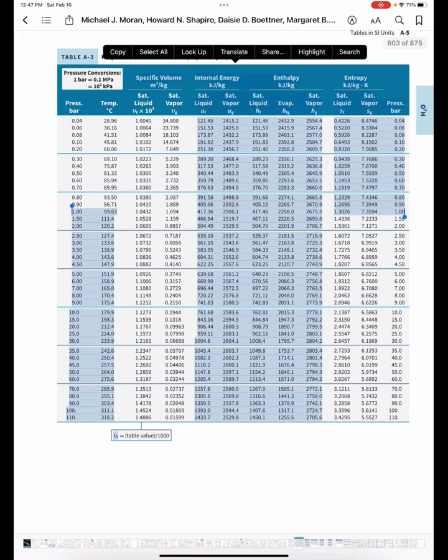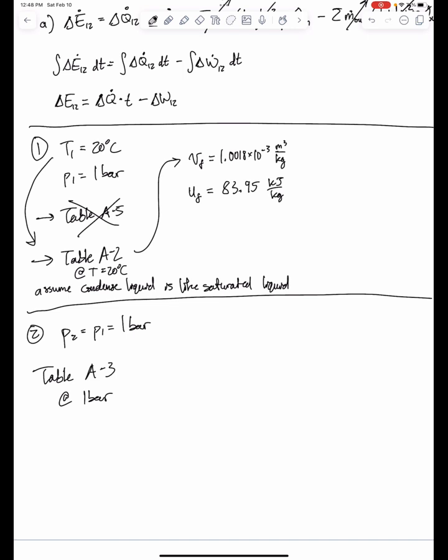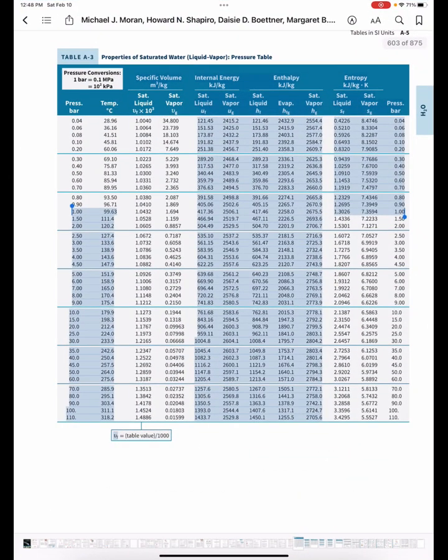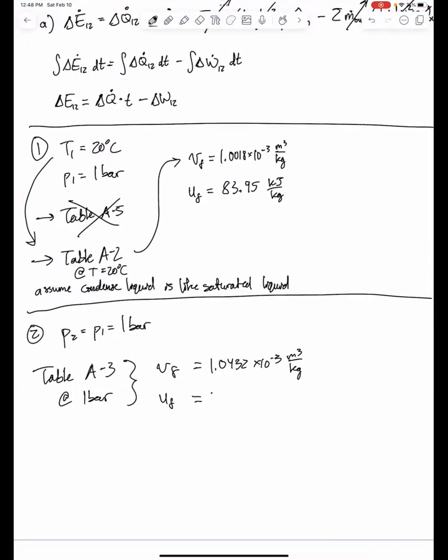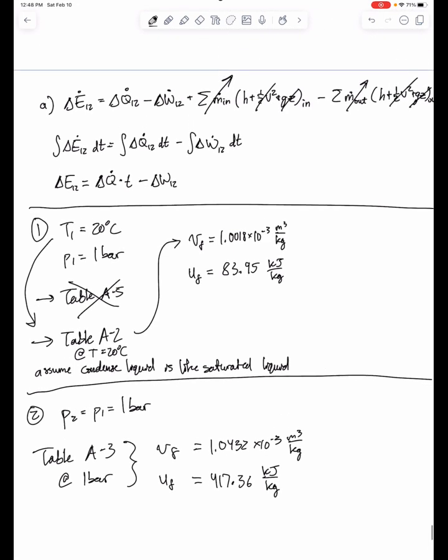Okay, so what values do I have? 1.0432. Then I'll take the internal energy as well, 417.386. Okay, I think I have everything I need to solve this problem.